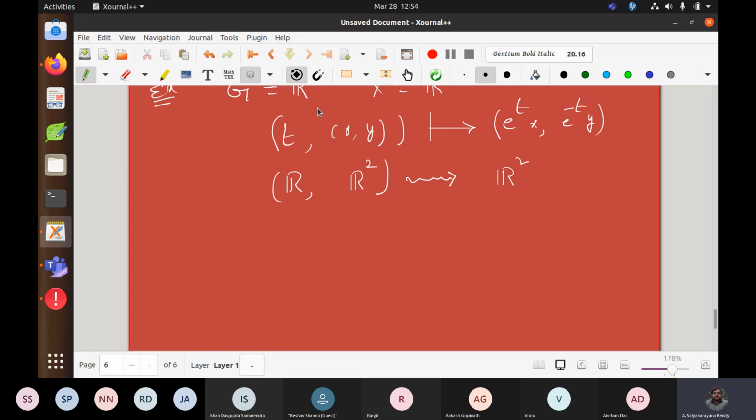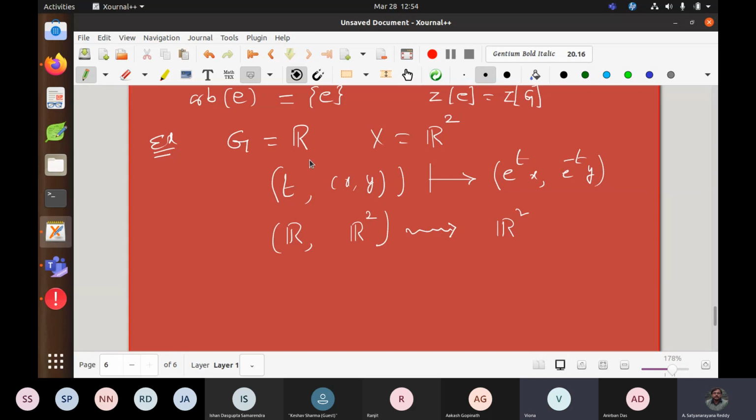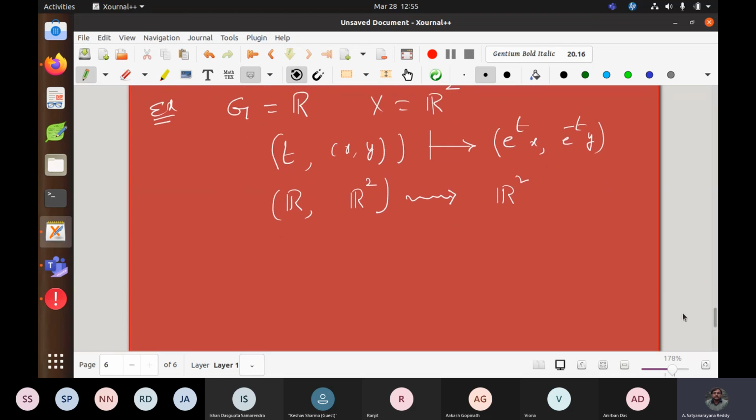What is the identity element in the real numbers with respect to addition? 0. So what does 0 do? e to the power 0x, e to the power 0y is xy only, so no problem. Next we take the sum T1 plus T2, first T1 acting, then T2 acting. I hope you are convinced that it is a group action. So now we go to the orbits. Tell me the orbits.